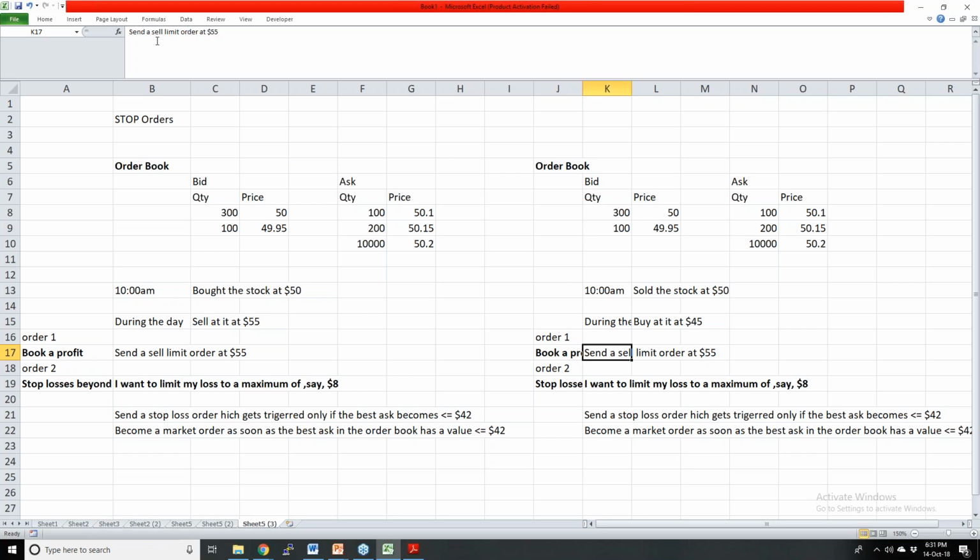So to book a profit, you would send a buy limit order at 45. For the stop loss, I want to limit my loss to $8, so I would send a stop loss order which triggers only if the best buy becomes greater than or equal to $58. It becomes a market order as soon as the best buy in the order book is greater than or equal to 58. All right.